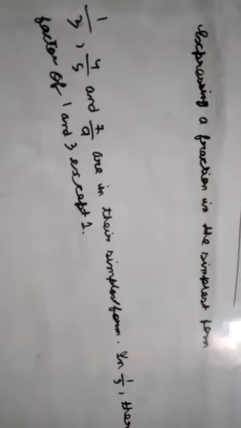Now, expressing a fraction in its simplest form. To reduce a fraction to its simplest form, keep dividing by common factors until the common factor is 1. For example, 1 by 3, 4 by 5, and 7 by 9 are in their simplest form. In 1 by 3, there is no common factor of 1 and 3 except 1. So it is the simplest form of 1 by 3.